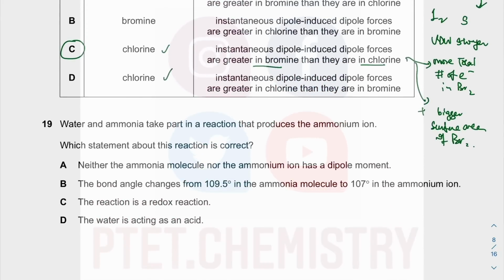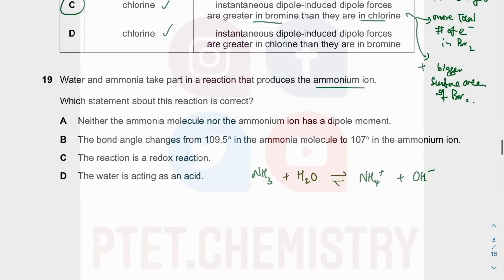So water and ammonia take part in a reaction. It produces ammonium ion. So you know ammonia is a weak base. A weak base dissociates in water to partially dissociate, or to partially ionize, into OH minus. This is what it is. You form ammonium ion. Which statement is correct?